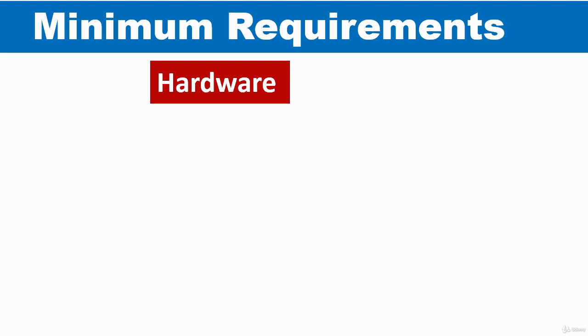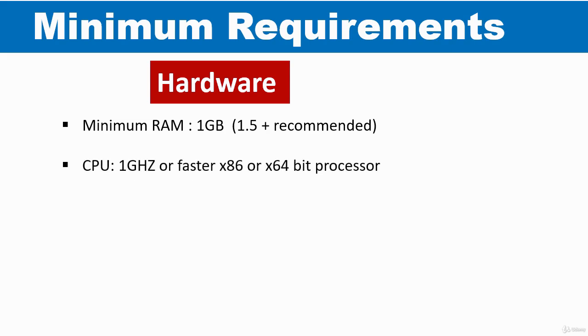For hardware, you need to have a minimum RAM of 1 gigabyte. Recommended RAM is 1.5 gigabytes or higher. Okay, so if you have 1 gigabyte, it's okay. But if you want things to really work, it's recommended that you have 1.5 gigabytes or higher. For the CPU, it is recommended that you have 1 gigahertz or faster, which could either be an x86 or a 64-bit processor.